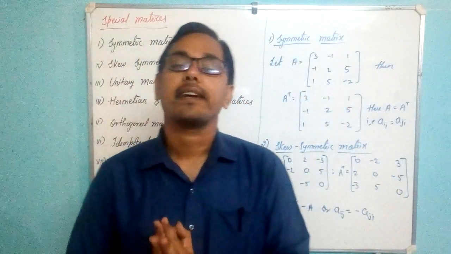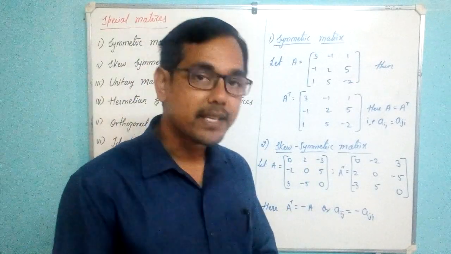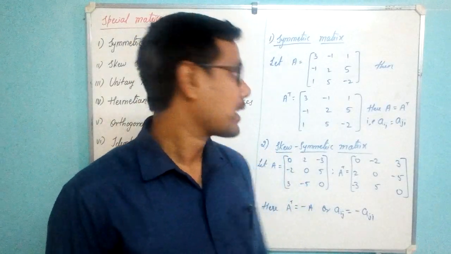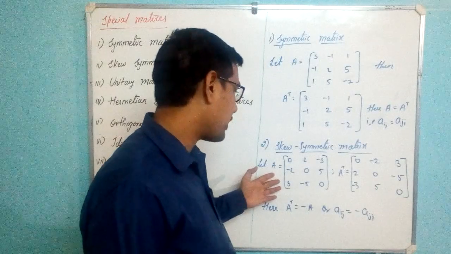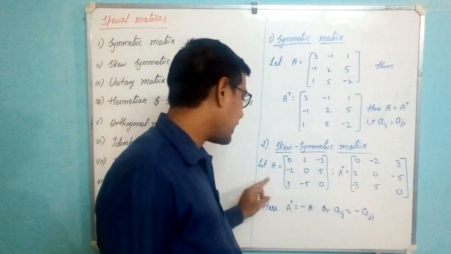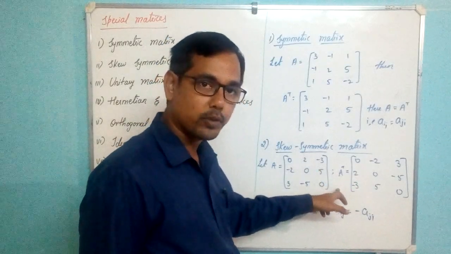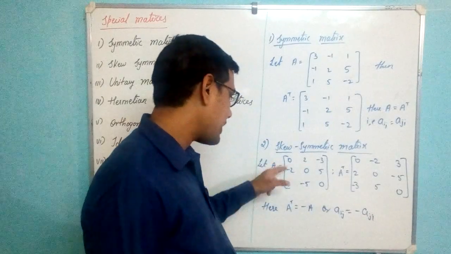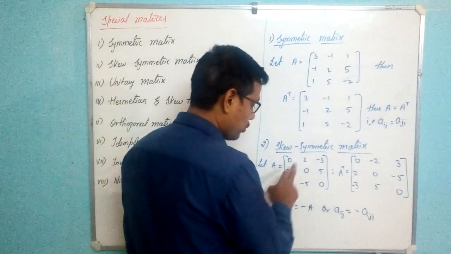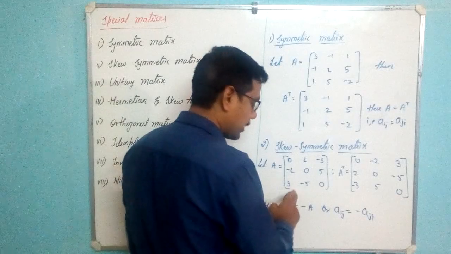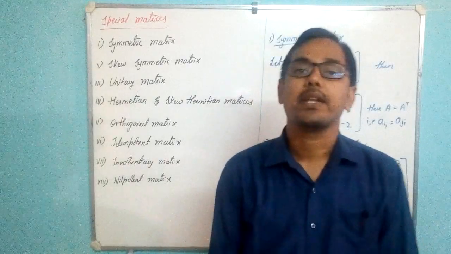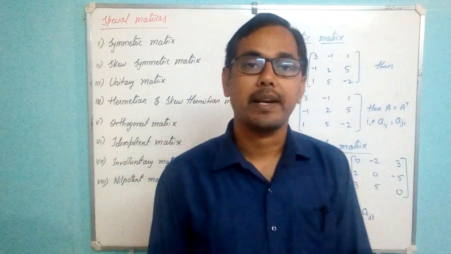In any matrix, if A transpose is equal to minus A or Aij is equal to minus Aji, then that particular matrix we call a skew symmetric matrix. You can see here A is this particular thing, and if you take the transpose of this, you will end up with this matrix. If you observe this, A is equal to minus A transpose, or A transpose is equal to minus A, and Aji is equal to minus Aij. A12 is 2, A21 is minus 2, A13 is minus 3, A31 is 3. So Aij is equal to minus Aji or A transpose is equal to minus A, then we call that particular matrix a skew symmetric matrix.